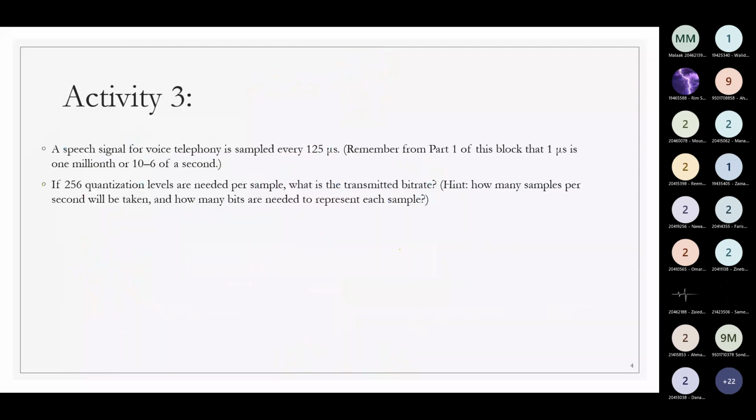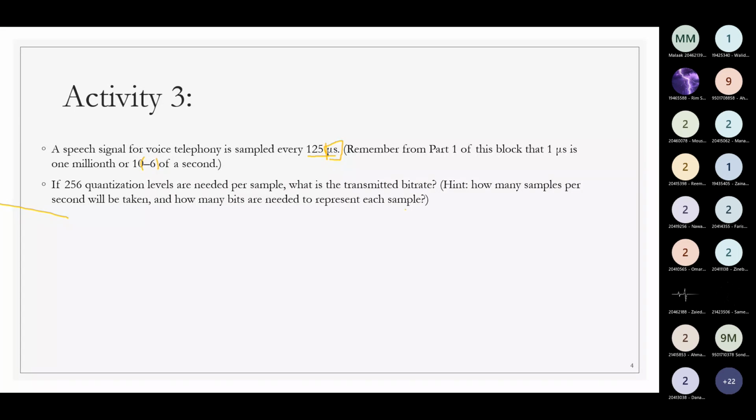Well, so we go to activity 3. A speech signal of voice telephony is sampled every 125 microsecond. Okay, here you have microsecond. So you remember that 1 microsecond is 1 millionth, or 10 power minus 6, of a second. So if 256 quantization levels are needed per sample, what is the transmitted bit rate? Okay, it means how many samples per second will be taken and how many bits are needed to represent each sample.